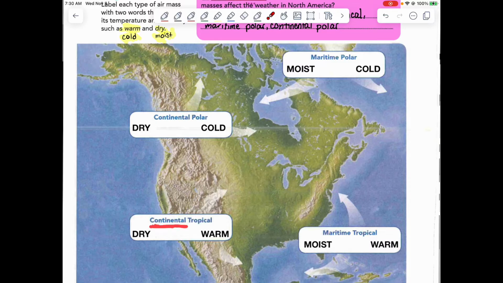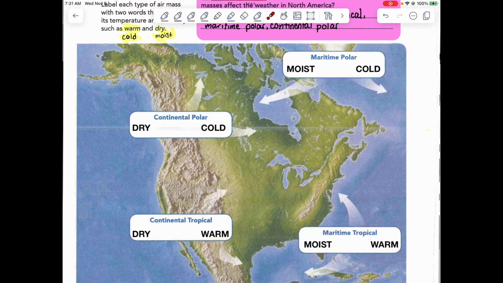Continental, again, we're over land. And when we're over land, we're dry. It doesn't have as much water to draw from. Like we've got the Great Lakes and things. But when you've got maritime, you've got the ocean to draw moisture from. When you're over land, you have very little area to draw moisture from. That's why it's dry. And then since it's tropical, it's warm.